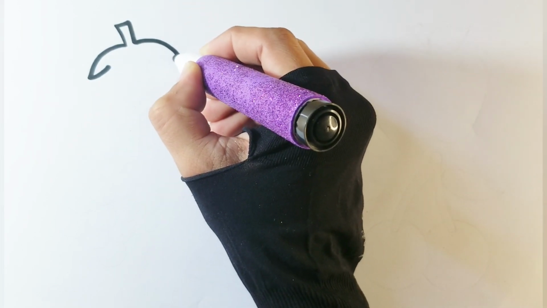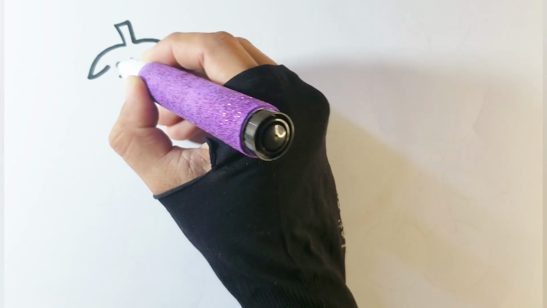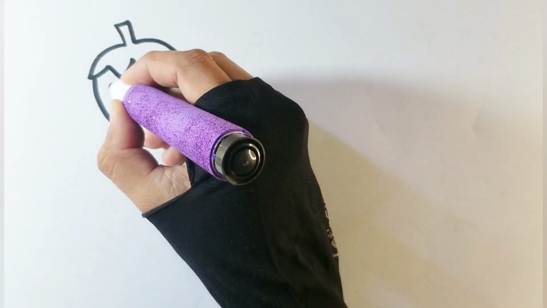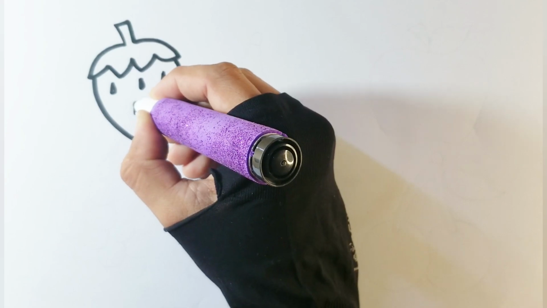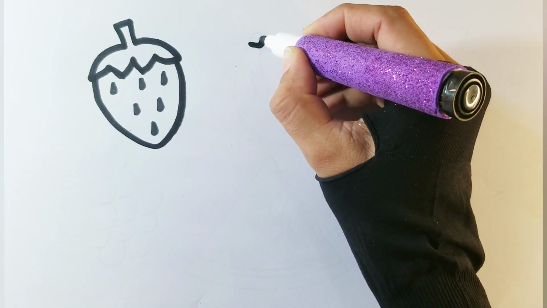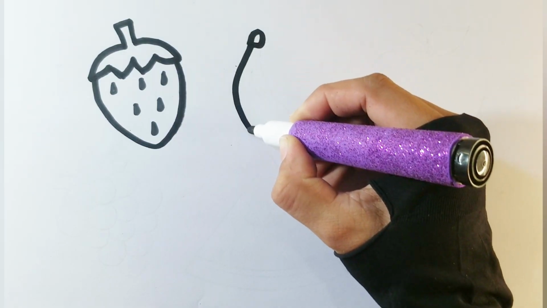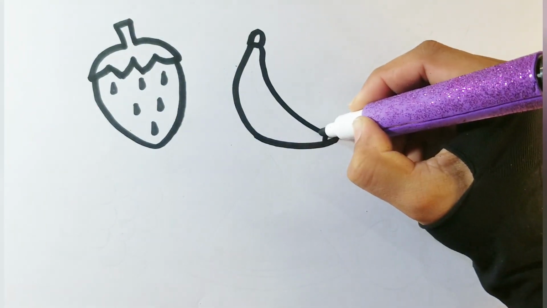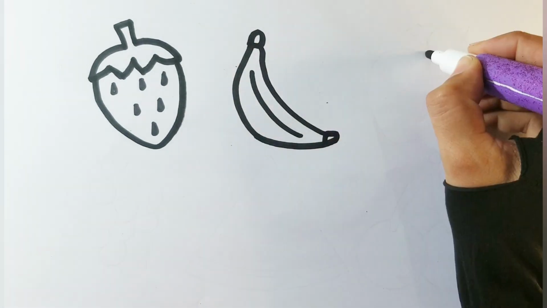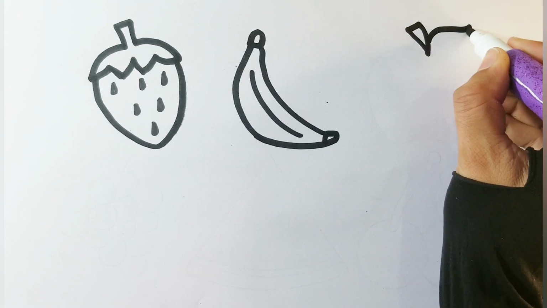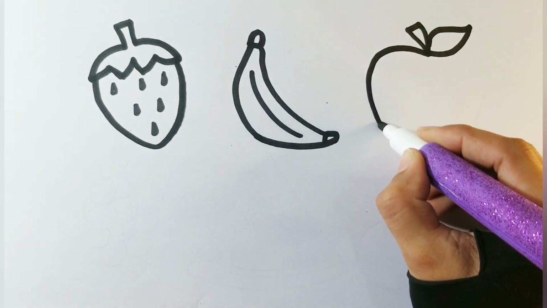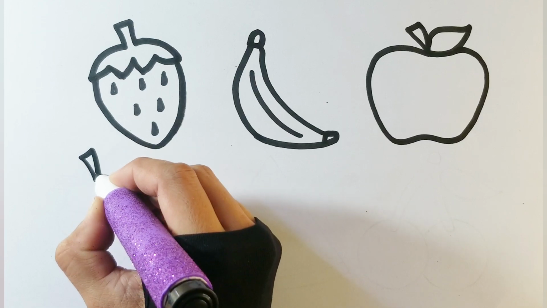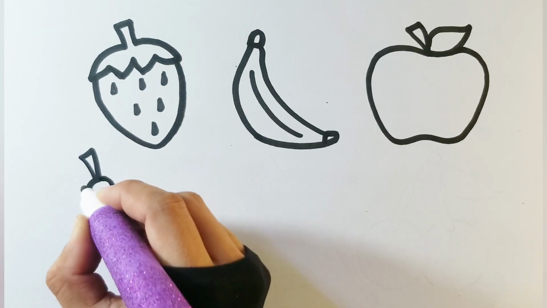First I am drawing the strawberry. And I am drawing the banana. Now I am drawing an apple. Here is grapes.